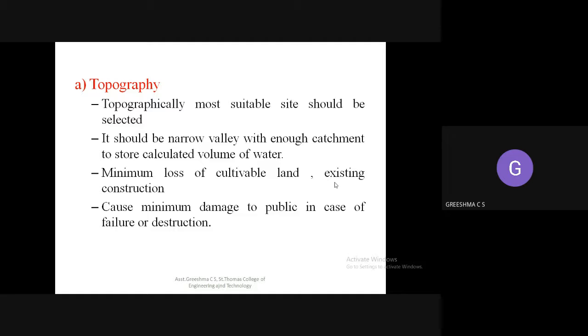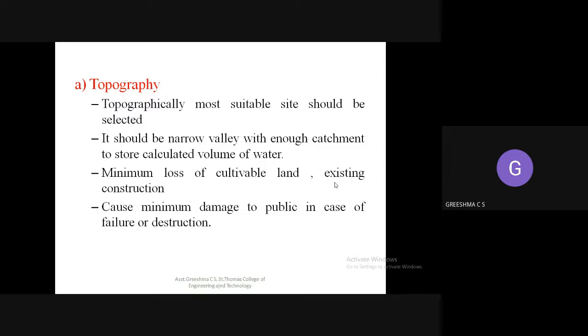So basically, what do we mean by topography? Topography means the nature of a particular area. You might have seen hilly areas, grassy lands, and lands with a lot of boulders, rocky lands. The word topography means the study of the nature of a particular land. So for the selection of a dam site, you need to know the topography of a particular site or area.